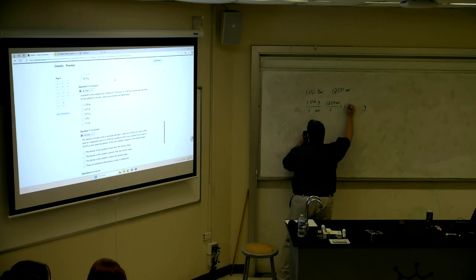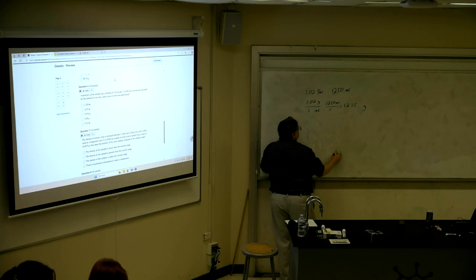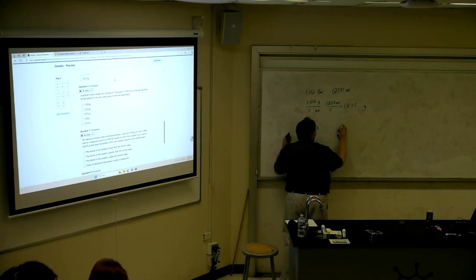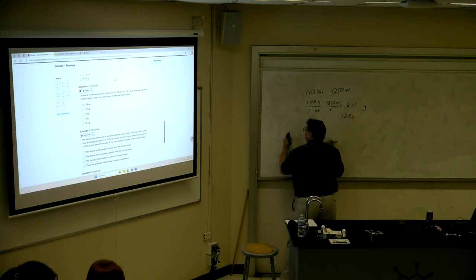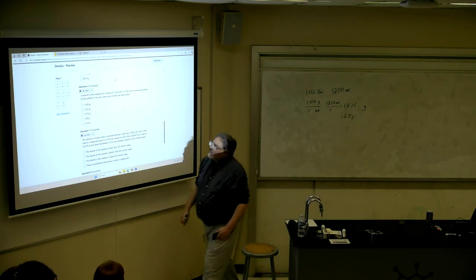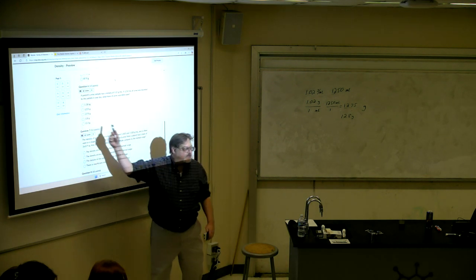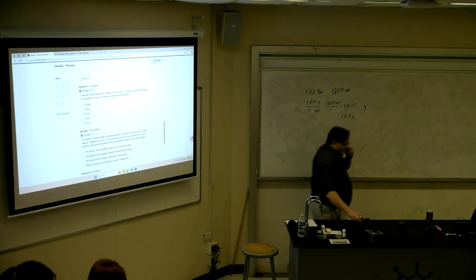Calculator gives me that. But I'm only keeping 3 significant figures. The 5 will round up to 7. So that should be the right answer. Is that the right answer?